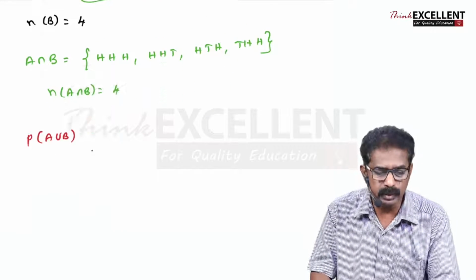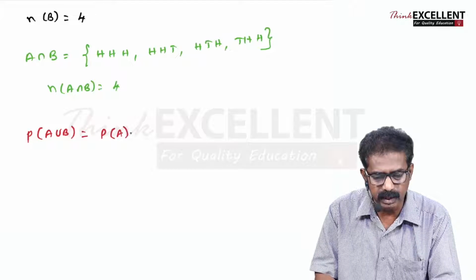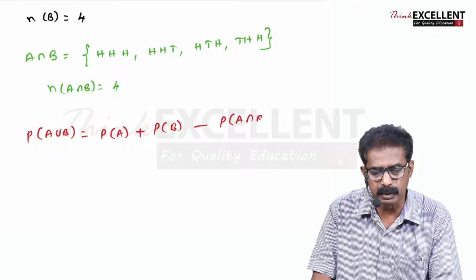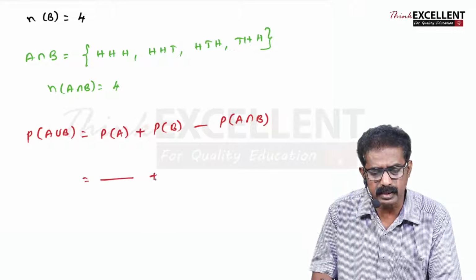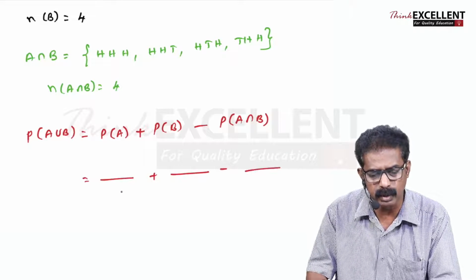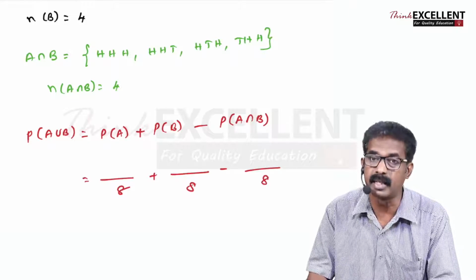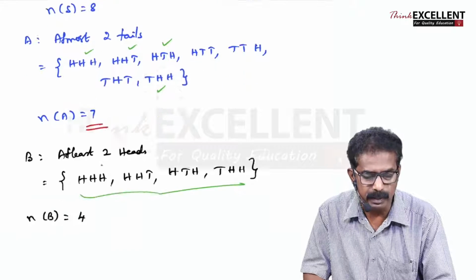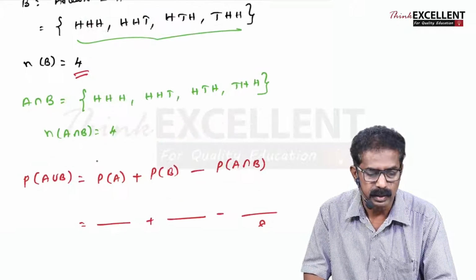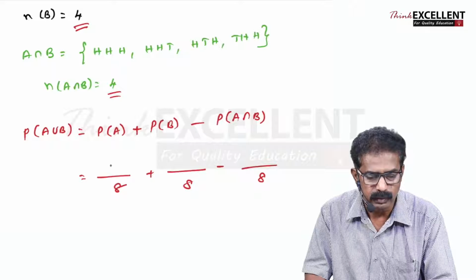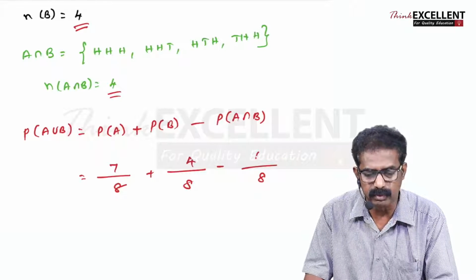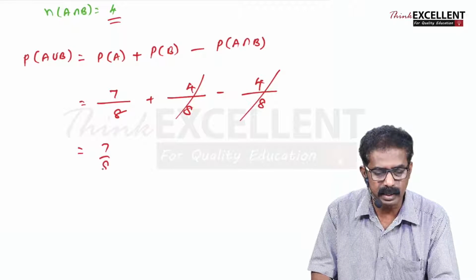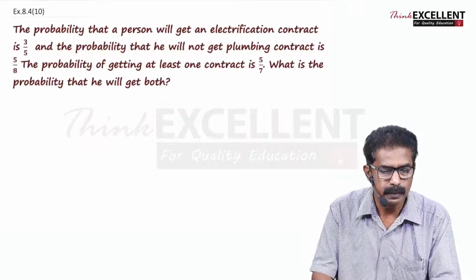Now P of A union B is equal to P of A plus P of B minus P of A intersection B. In all the 3 cases, the denominator is the same. It is 8, because totally there are 8 cases. A favorable 7, B favorable 4, intersection is 4. So here 7, here 4, here 4, right? 4 by 8 cancel. So your answer is 7 by 8.